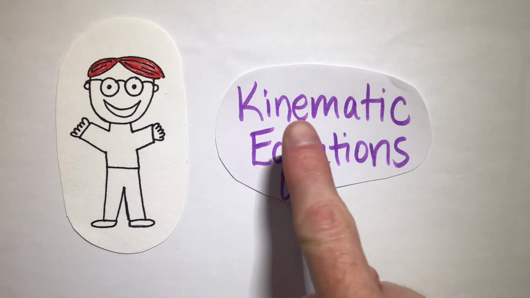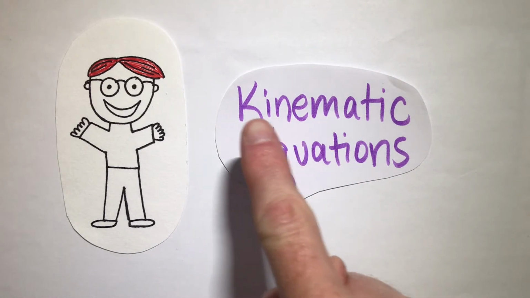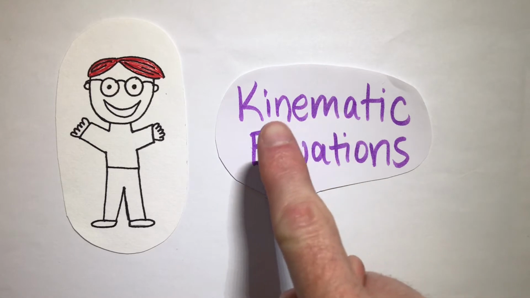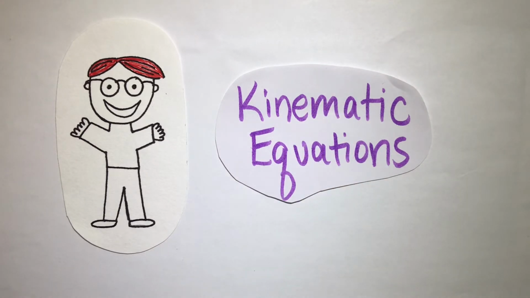So our word kinematic has a wonderful Greek prefix at the beginning, K-I-N-E, which means movement. Think of words like kinetic, kinesiology, kinematic. These words all imply movement, so we're looking at movement equations.